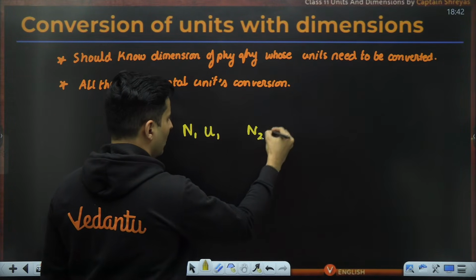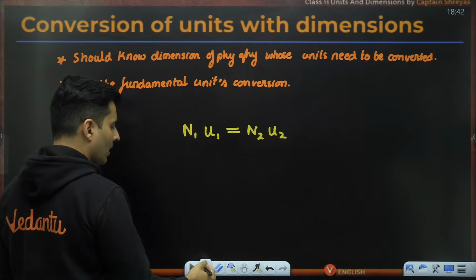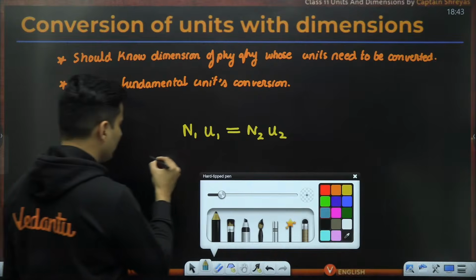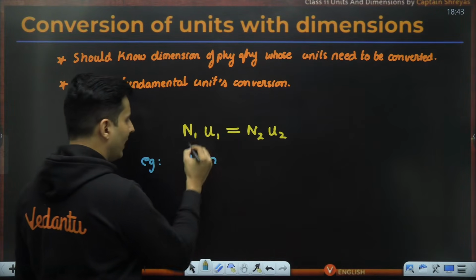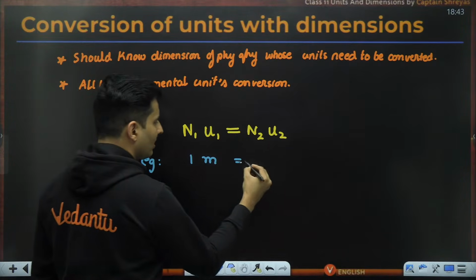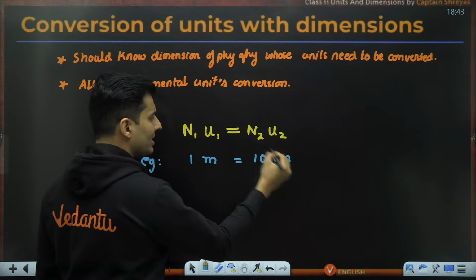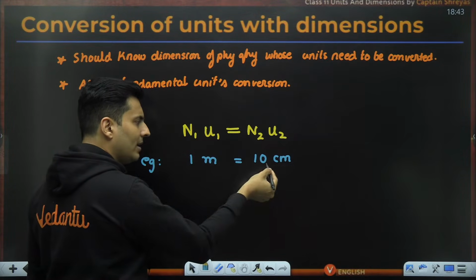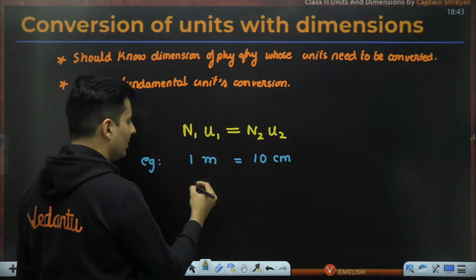Let's say n2 in some another unit, but physically they are the same. Examples of them, just take some examples of them. If I tell you 1 meter, 1 is the number or the value, unit is meter, that is 100 centimeters. U2 is centimeters, N2 is the new value. In some new unit, it will be some new value because the unit is different, but it is the same thing at the end of the day.